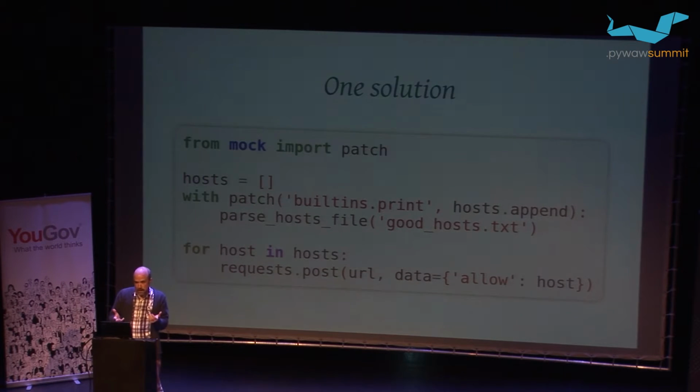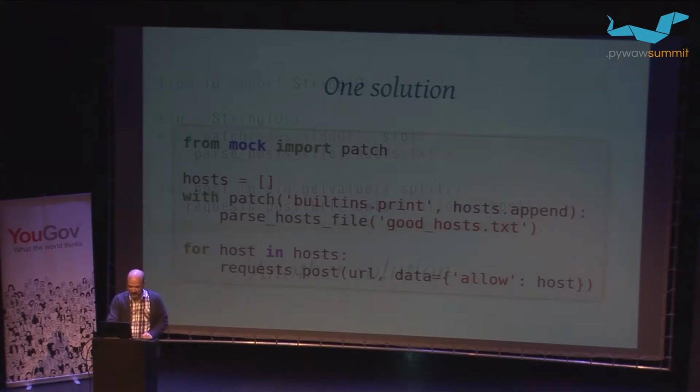What I can do is I can get the print function, and I can just replace it with something else while this routine is running. It will think it's printing to standard out, but in fact, it will be appending these strings to a list, and when it's done running, I can go into that list and do something else with them. Wouldn't that be great? I wouldn't have to edit my code.